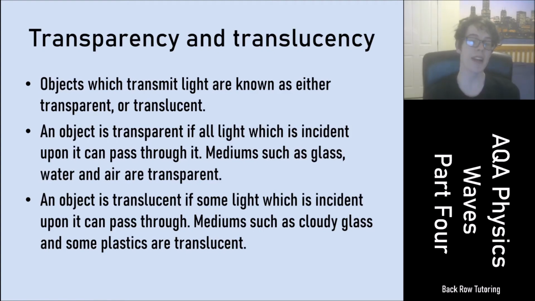An object is translucent if some light which is incident upon it can pass through. Mediums such as cloudy glass and some plastics are translucent. So if you think about the glass in the window of a bathroom, for example, the glass is made so it's hard to look through, and you would say that that glass is translucent.